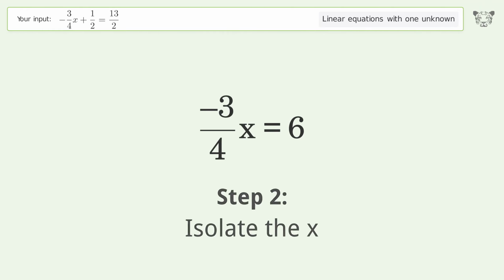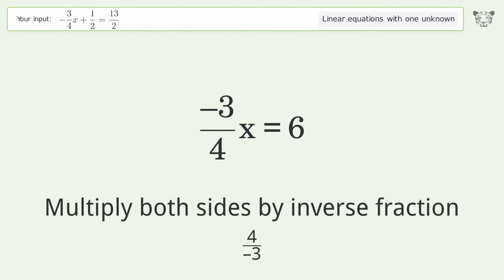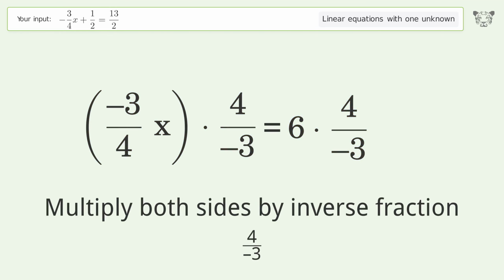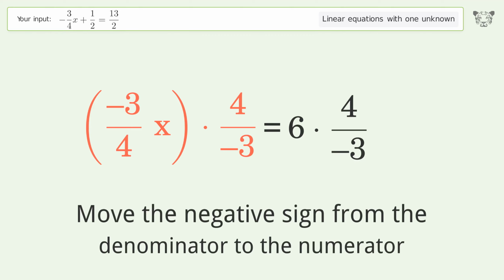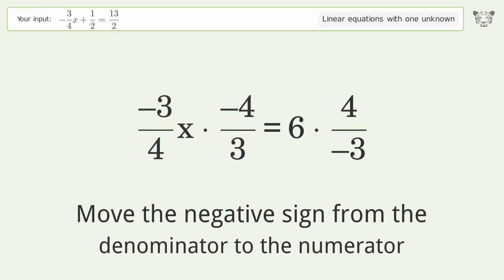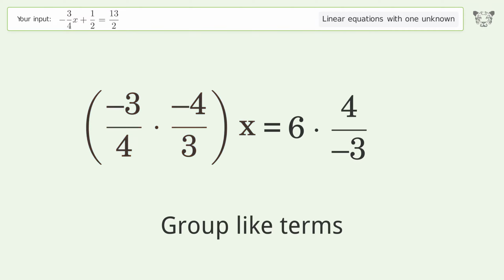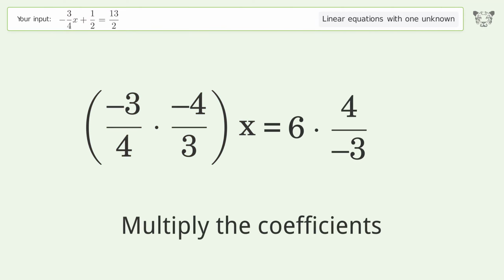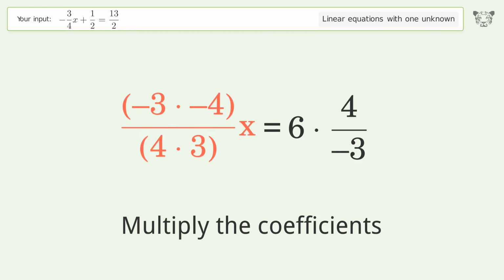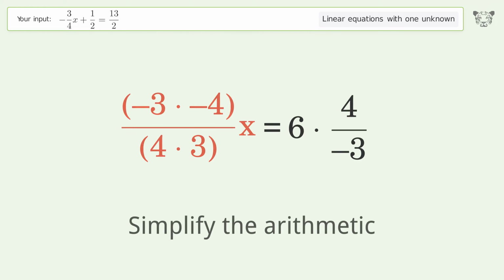Isolate the x. Multiply both sides by inverse fraction 4/-3. Move the negative sign from the denominator to the numerator. Group like terms. Multiply the coefficients. Simplify the arithmetic.